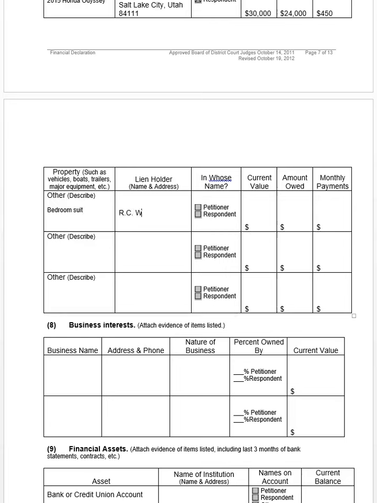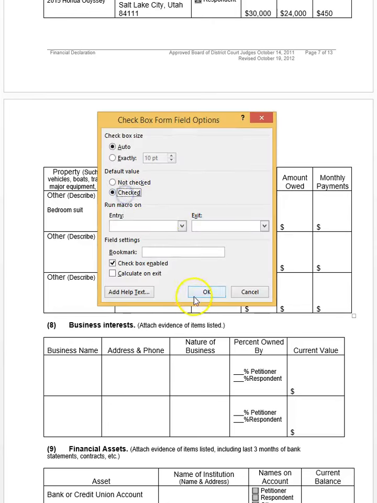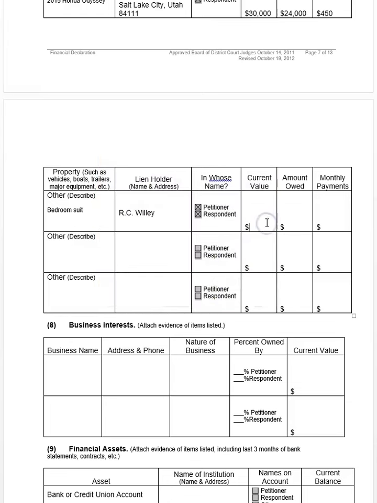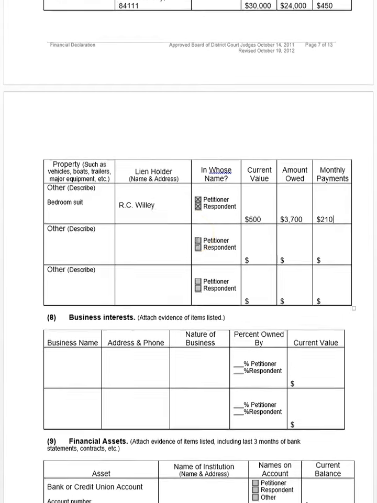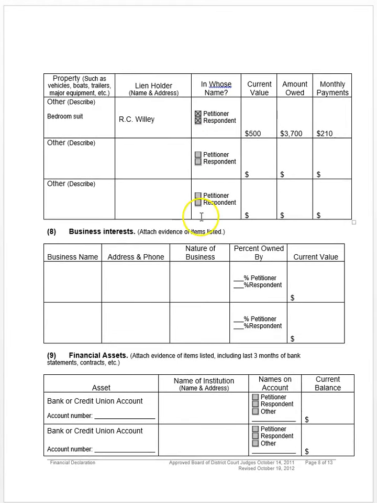R.C. Willey is the lien holder. You would show that it's in both of your names if that's what you did. Current value. Now, by the way, used bedroom suits probably have almost no value at all, so don't be surprised if you bought it for $5,000 and it's only worth $500, so you're still owing $3,700 on it with monthly payments of $210. Okay, I'm not going to fill the whole thing out again, and then what I'll do is pause here so I can prepare you for the next couple of paragraphs in the next slide.